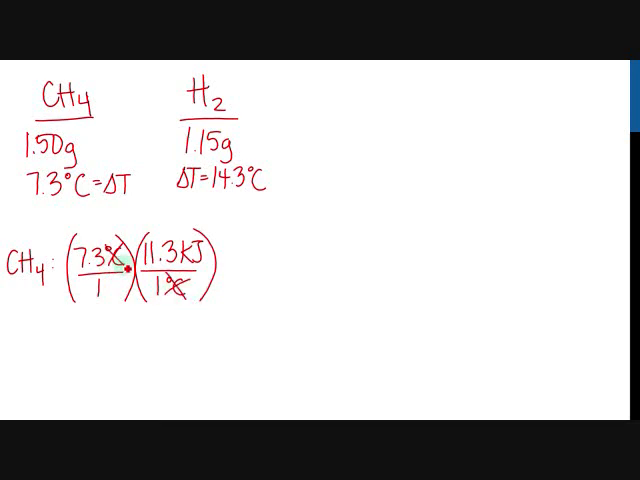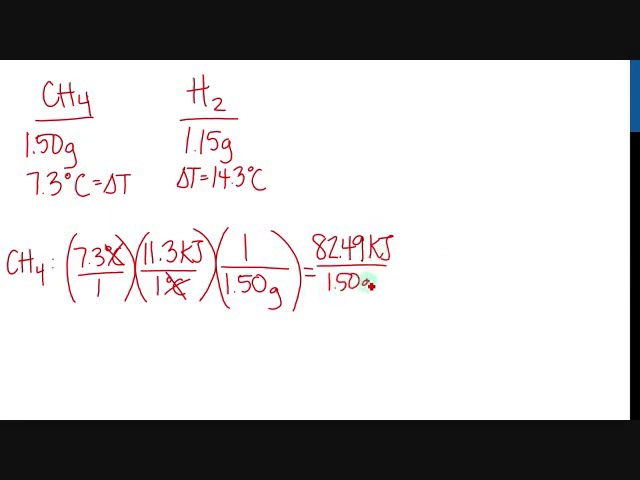Okay, but then we want to compare the energies per gram. Since they had different mass amounts, we are then going to divide by the mass. So I'm just putting 1 as a spot filler to show that we're dividing by the mass of the methane. Okay, so if you multiply across the top, that is 82.49 kilojoules divided by 1.5 grams is 55.0 kilojoules per gram.